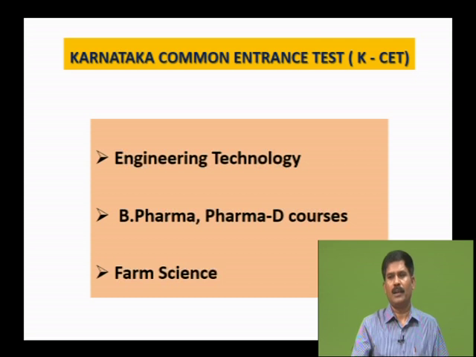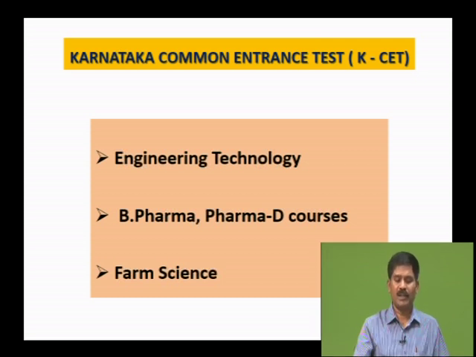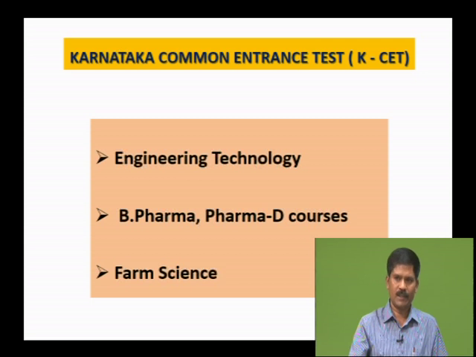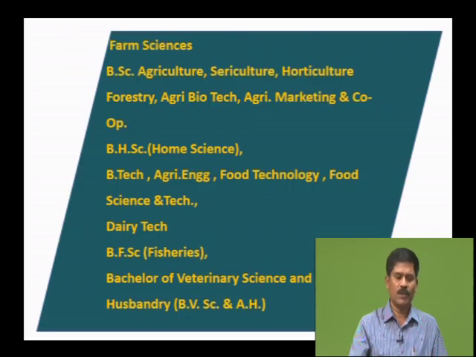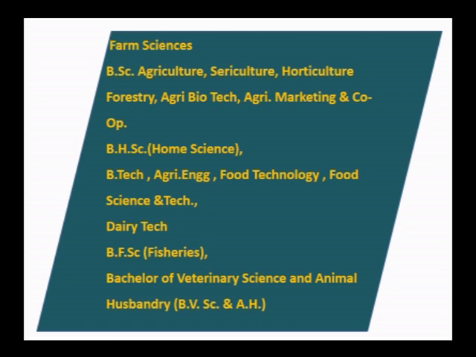KCET, Karnataka Common Entrance Test. It is conducted for selecting students for engineering, pharma and farm sciences or agricultural sciences. Agricultural sciences includes BSc in agriculture, sericulture, horticulture, forestry, agricultural biotechnology, agricultural marketing, then BHSc home science, BTech agricultural engineering, science and technology, dairy technology, Bachelor of Fisheries, Bachelor of Veterinary Science, that is BVSc, and Animal Husbandry.